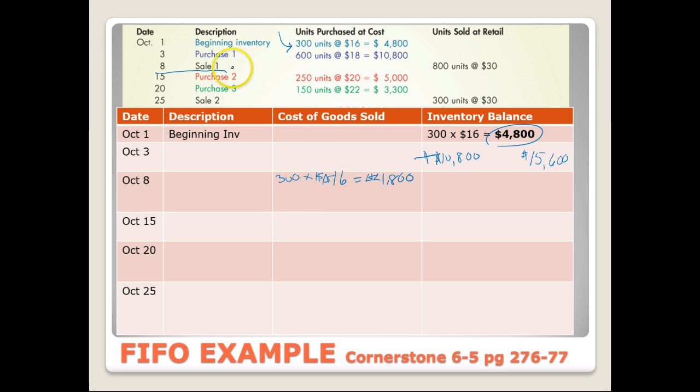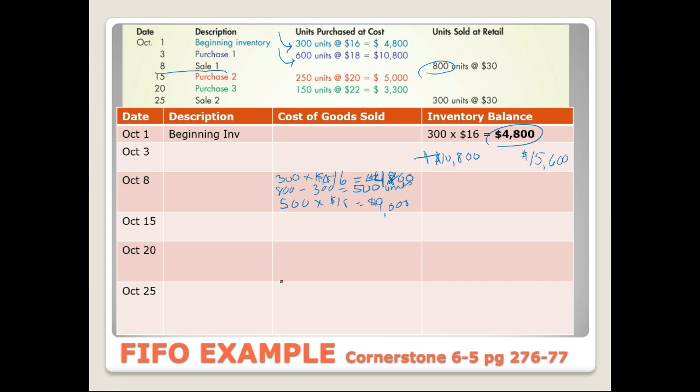Then we know that it was a sale for 800 units, right? So 800 units minus the 300 we've already sold means I need another 500 units to sell. 500 units, where am I going to go to get them? Well, I'm going to go from the next inventory group down. Remember, it's first in, first out, so I'm going to go to the next one down, the next most recent, and they're at $18 a unit. 500 units times $18 a unit gets me $9,000. So that first sales transaction was $4,800, if you can read the writing. $4,800 plus $9,000 gets me $13,800.